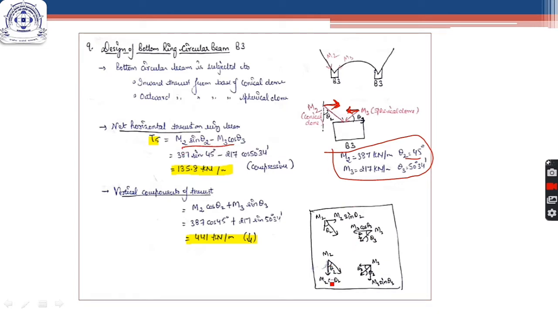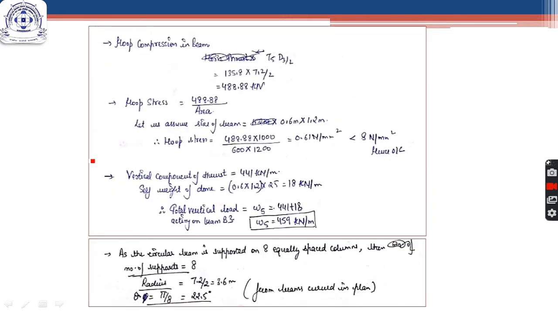And in the vertical direction, this component is the vertical component of M2, which is coming out to be M2 cos theta 2, and this is the vertical component of M3, which is coming out to be M3 sin theta 3, because here this angle is theta 3. So this is the vertical component, and this is the net thrust.